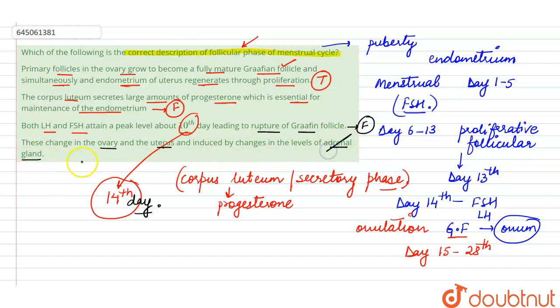Adrenal gland has no function here. It will be because of the changes in the pituitary gland. So the hormones released by the pituitary gland, that is the gonadotropins, which are FSH and LH, are responsible for changes in the ovary and the uterus. So the only right statement here which we can find is statement number 1, which is a true statement. So option number 1 becomes the right answer for this question.